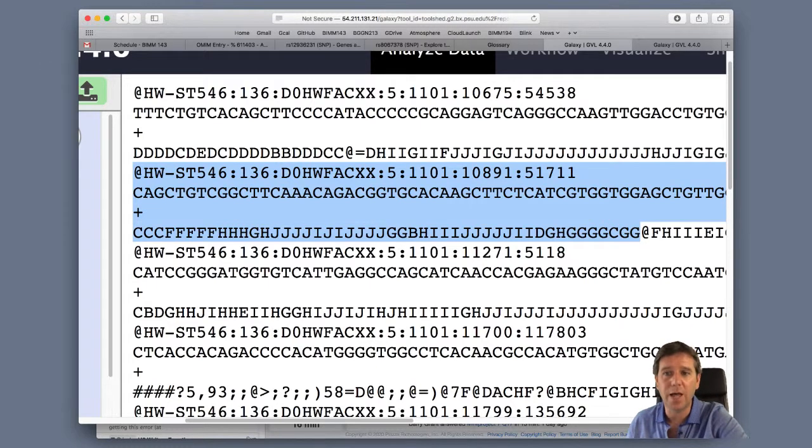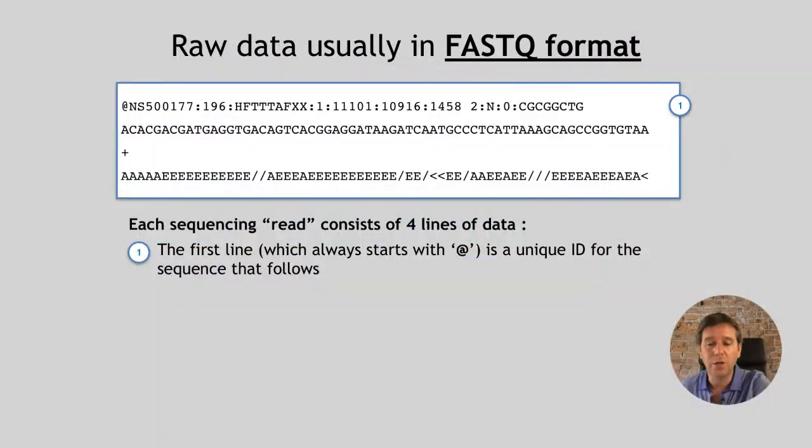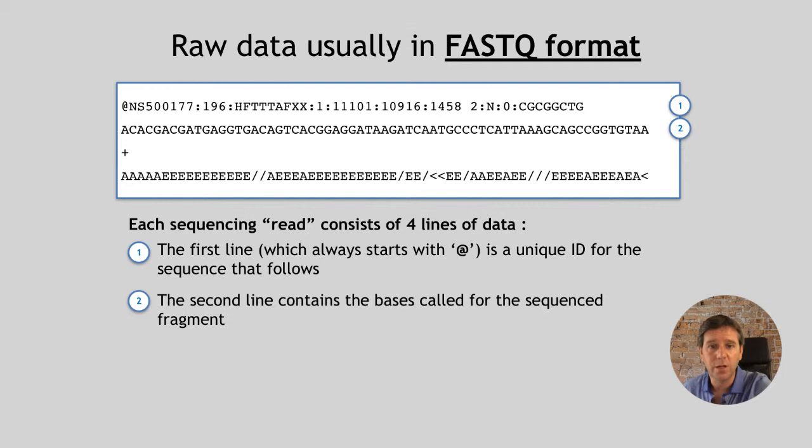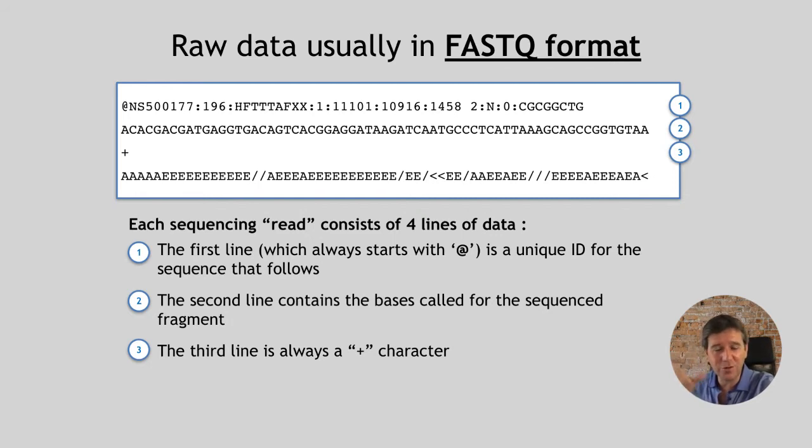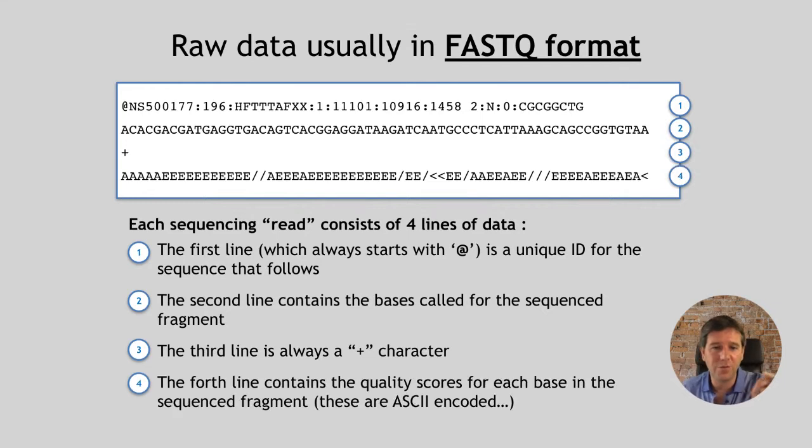Let me go back to the slide where I walk through these different lines so we make sure we're on the same page here. So the first one is this line, right? It always starts with an @ and it's a unique identifier for the sequence that follows. Then the second line contains the base calls, right? This is the actual sequence fragment that we're interested in. Then we have a plus character, and we often count up the number of pluses. It can be a little dangerous, but we can count the number of pluses to determine the number of sequences, for example. And then we have this peculiar line, this quality score line.